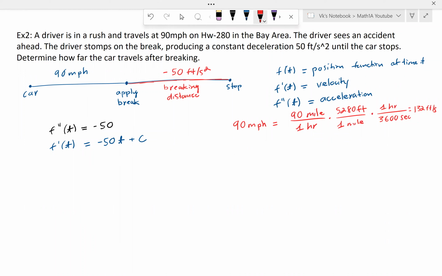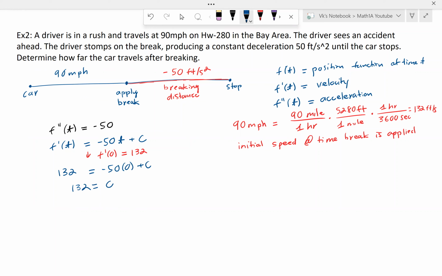Now let's sub it in and figure out C. f prime of 0 is 132. So we have 132 equals negative 50 times 0 plus c. C is 132. So that gives us the velocity to be negative 50 t plus 132.